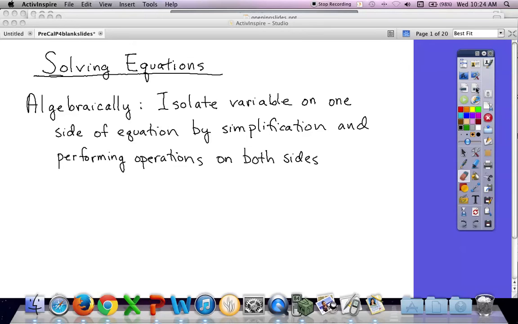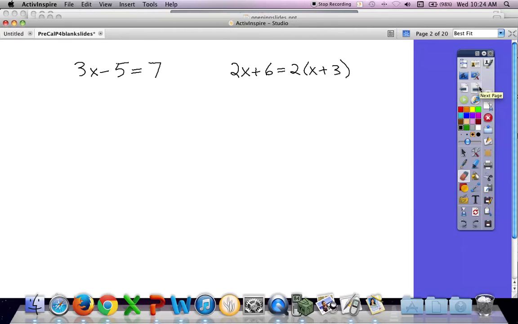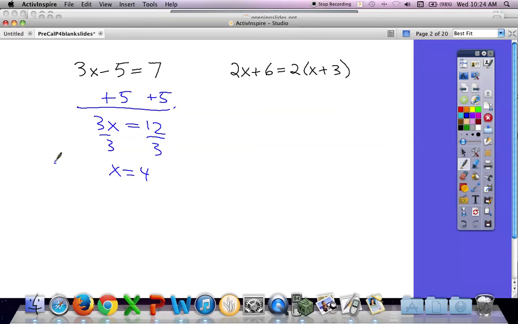Okay, if I go to the next, here's a basic, very straightforward equation. Isolate the variable by adding 5 to both sides. Divide by 3, x equals 4. Right? How can you make sure that that's the right answer? You could plug this back in and see that it works. 3 times 4 is 12, minus 5 is 7.